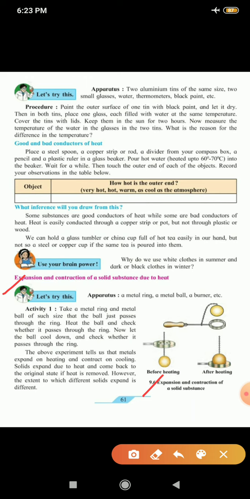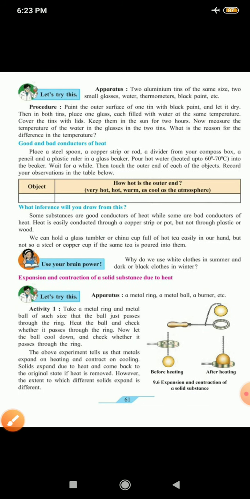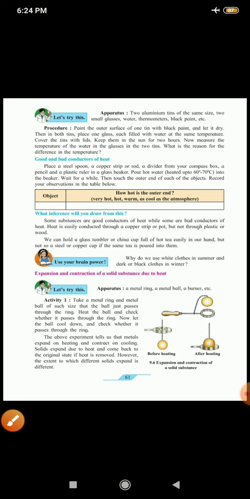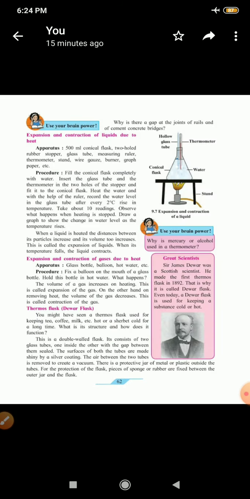Here, even at home, when two lids of a tiffin box get entangled or stuck in between, you can heat them and you can separate them. You can apply your knowledge here that on heating, a metal expands. Okay, so now let us go to the next page. So we have seen here how solids expand on heating.